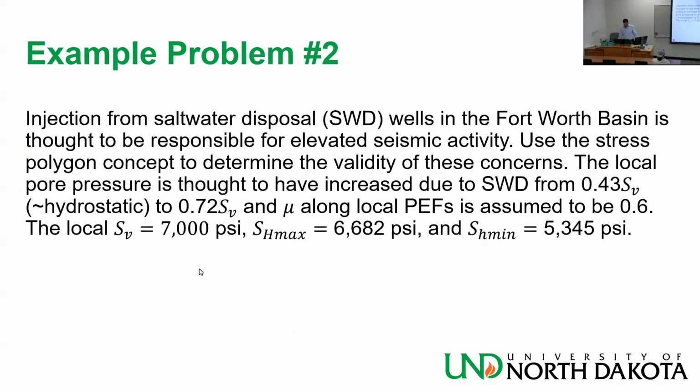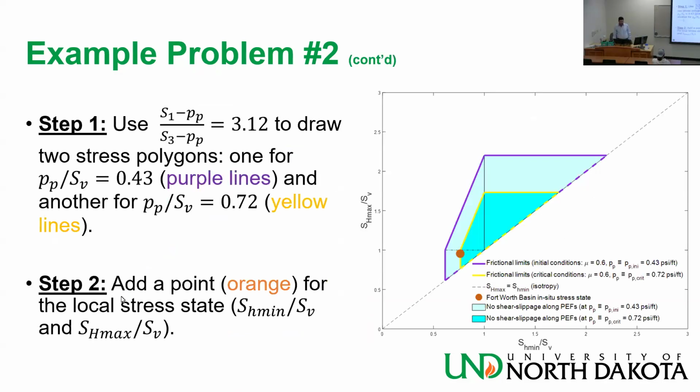And example problem number 2 that we saw a little bit fast. It's a very important example. And you're going to have something very similar for your homework 3, which is a saltwater disposal problem. I'm injecting water, I'm increasing the pore pressure in the vicinity of the well, then suddenly I get faults in that vicinity slipping.